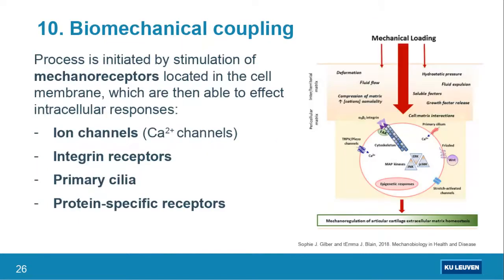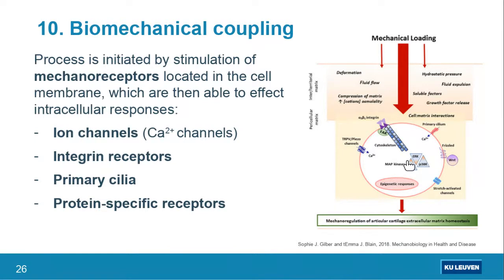So then the next step, or the next phase in the process of mechanotransduction, is the biochemical coupling. So this process is initiated by stimulating different mechanoreceptors or mechanosensors that are located in the membrane of the chondrocytes, as I already mentioned in the previous slide. So once these mechanosensors that are present in the membrane of the cells are activated, then they are going to trigger specific intracellular responses in the chondrocytes.